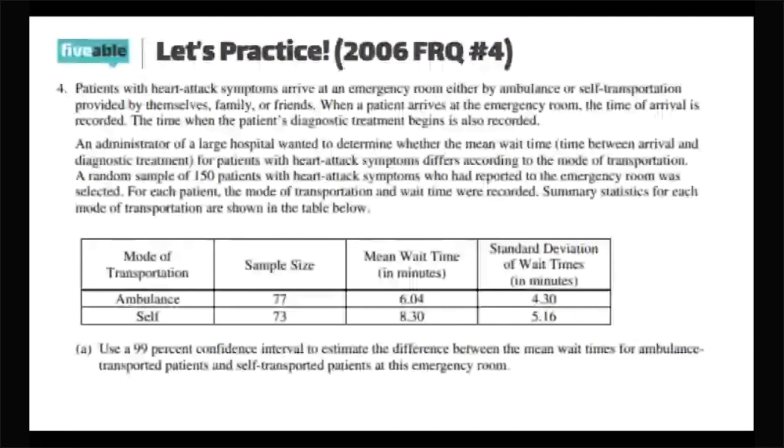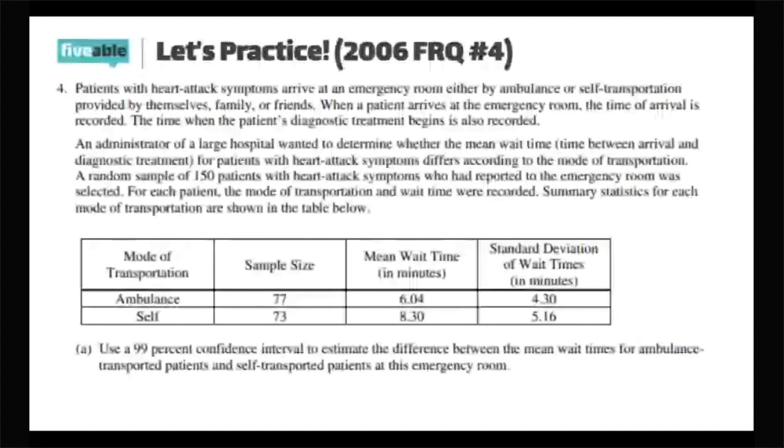But we are given data about a random sample of 150 patients with heart attack symptoms who had reported to the emergency room. For each patient, the mode of transportation and wait time were recorded. Summary stats for each mode of transportation are shown below. If you were in my stream last week, I used a problem real similar to this one. But this says to use a 99% confidence interval to estimate the difference between mean wait times for ambulance transported patients and self-transported patients at this emergency room.